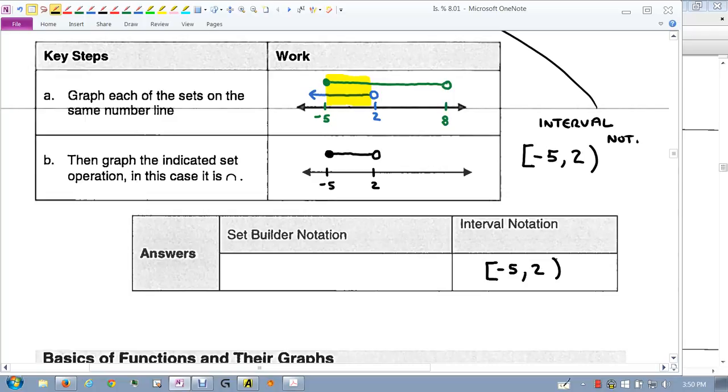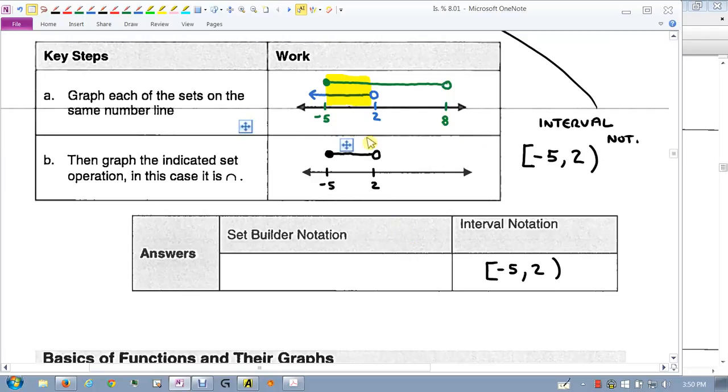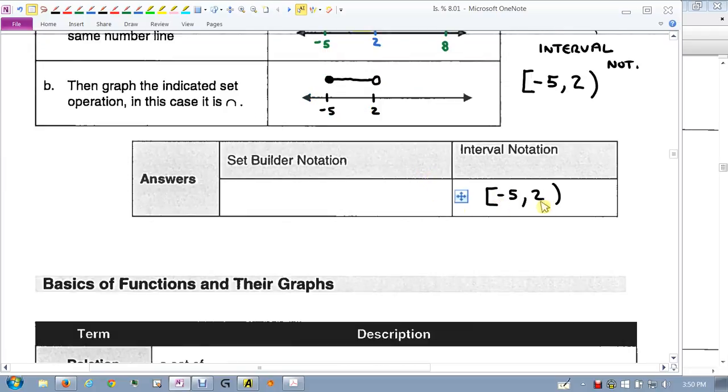Now, this is where it came from. Can you forget everything that's up here right now and take this interval and write it as set builder? The set of x such that what? What is this telling you? x must be bigger than or equal to -5 and less than 2.